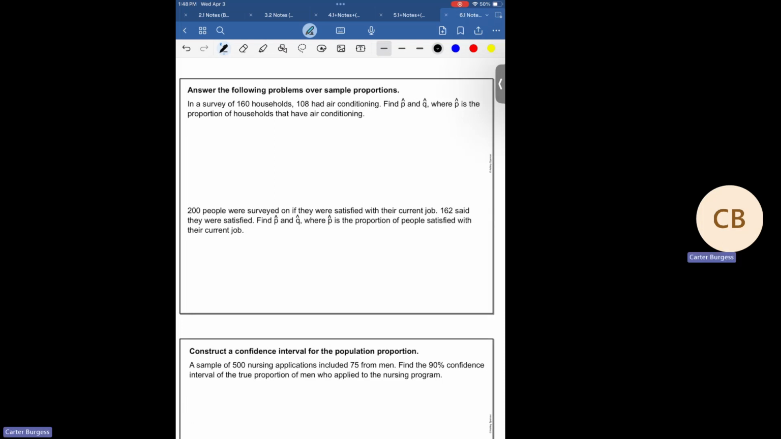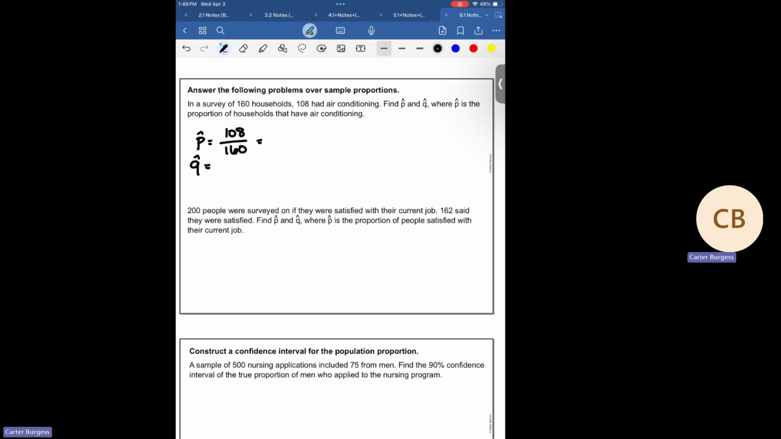Okay. First example, this is just a quick reminder on how to calculate proportions. It's here, so we'll review it. So looking at the proportion or percentage of people who have air conditioning given the sample, how do I find the proportion of people who have air conditioning? Or the percentage of people? 108. Is it just 108? Yeah. Divided by, what's our N? 160. Yeah, just 108 divided by 160.